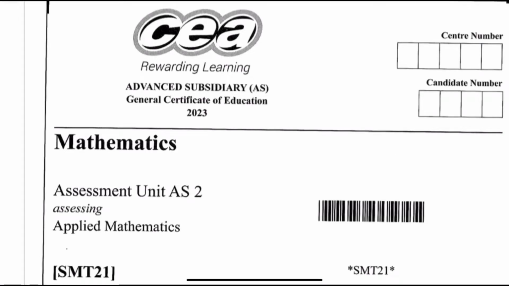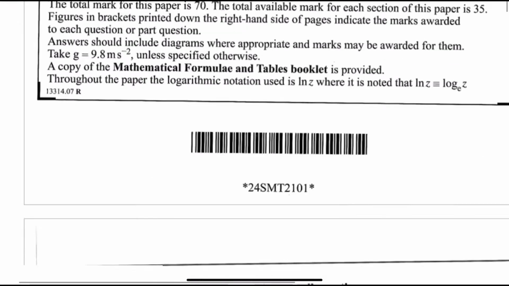Okay, these are solutions to 2023 CCEA's Mathematics AS2, which is the Applied Mathematics module, so it has mechanics and statistics in it. Okay, first question, let's get started.